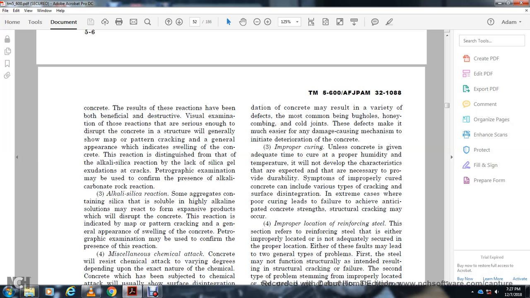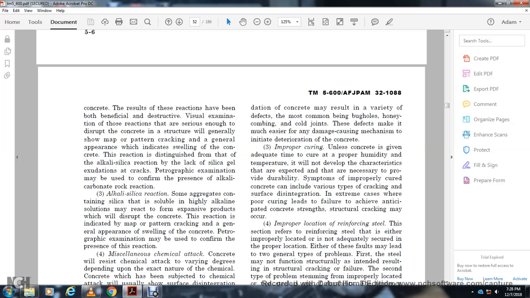Improper curing. Unless the concrete is given adequate time, care, proper humidity, and temperature, it will not develop the characteristics expected and necessary to provide durability. Symptoms of improperly cured concrete can include various types of cracking and surface disintegration, and in extreme cases, poor curing leads to failure to achieve the anticipated concrete strength and structural cracking may occur.